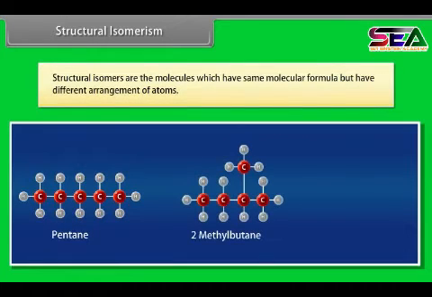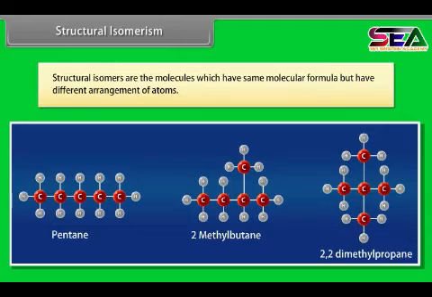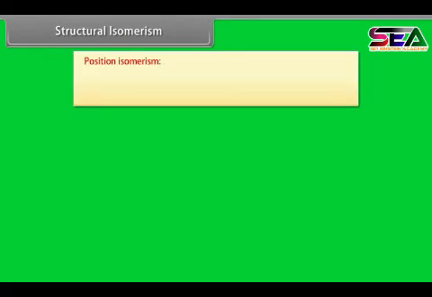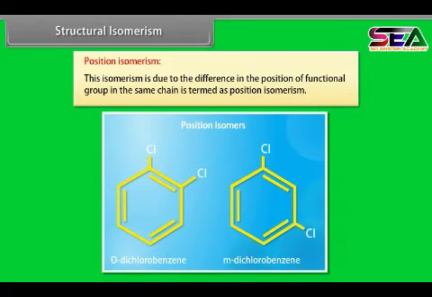Structural isomerism. Structural isomers are the molecules which have the same molecular formula but have different arrangement of atoms. Chain isomerism. Chain isomers have same molecular formula but have different order in which carbon atoms are bonded to each other. Position isomerism. This isomerism is due to the difference in the position of functional group in the same chain, is termed as position isomerism.